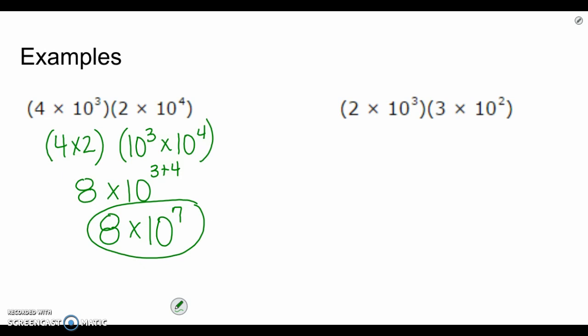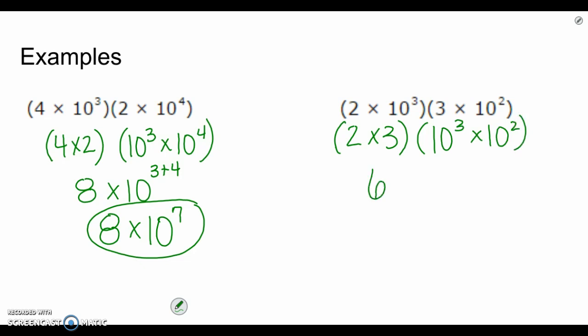Looking at the second one, we're going to group our first factor together. So that's 2 times 3. Then we're going to group our second factors, 10 to the third power times 10 to the second power. 2 times 3 is 6 times 10.